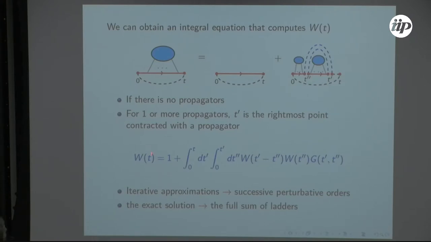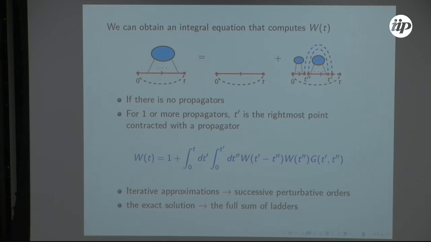So essentially, this is the W of t. The first term is just the one, and the second term is an integral, because I had to move the positions of t prime and t second for all possible values, with ordered integrals between 0 and t. I'm going to have this effective propagator between t and t prime, but then I'm going to have a W of t second for all propagators in this segment, and a W of t minus t second for all the propagators in this other segment. So g is known once you are told what your curve is, you know what the effective propagator is, and W is your unknown.